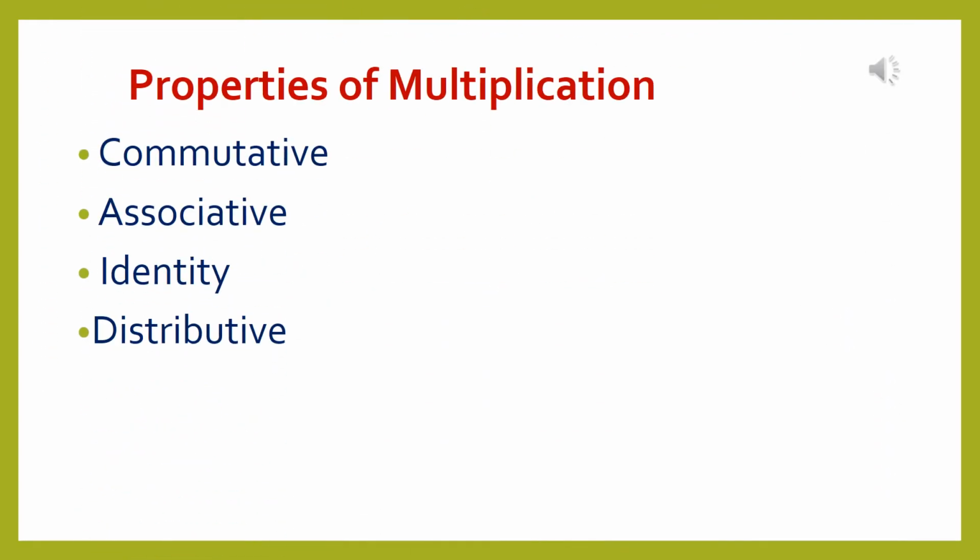Here, we will learn the properties of whole numbers of multiplication, which are given below. Number 1. Commutative property. Number 2. Associative property. Number 3. Multiplicative identity. And number 4 is the distributive property.